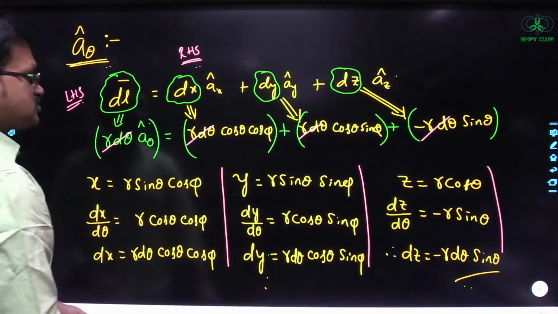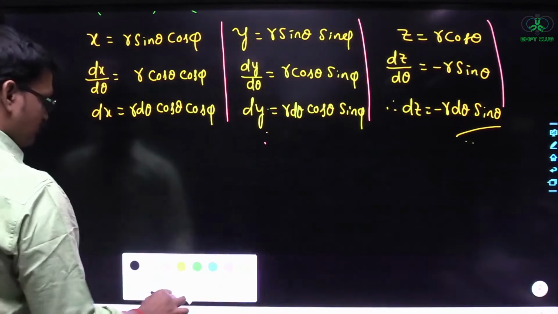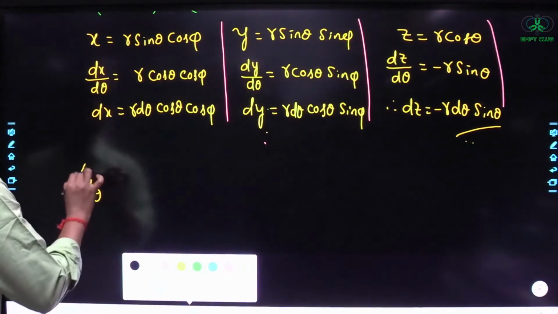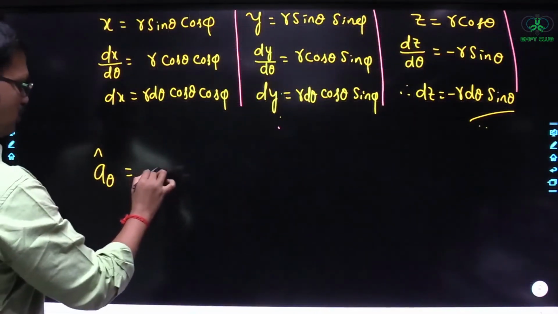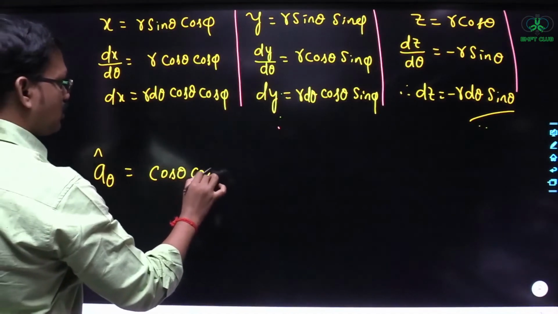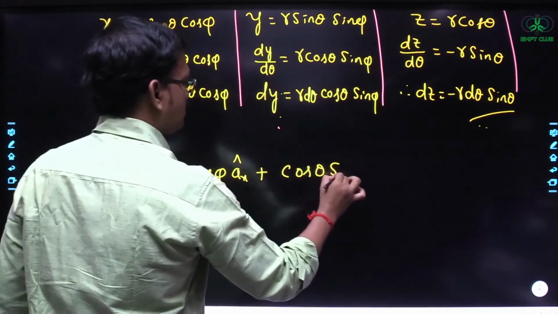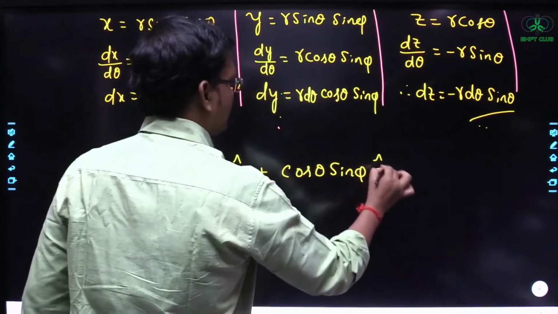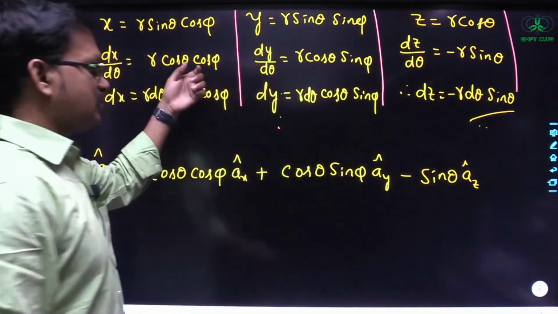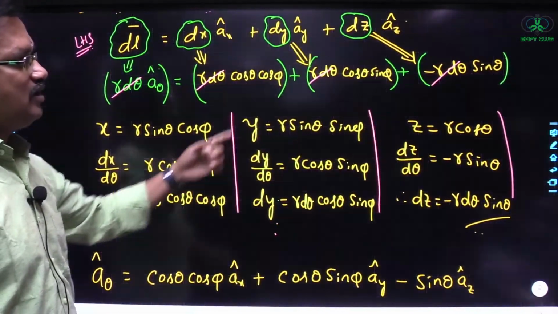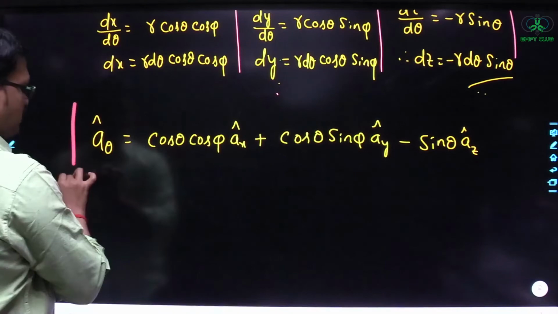So finally what is left out here? Tell me what is left out. So a theta cap. So finally we got a theta cap is equivalent to cos theta cos phi ax cap plus cos theta sin phi ay cap minus sin theta az cap. Correct now? So this is the expression we got for a theta cap.